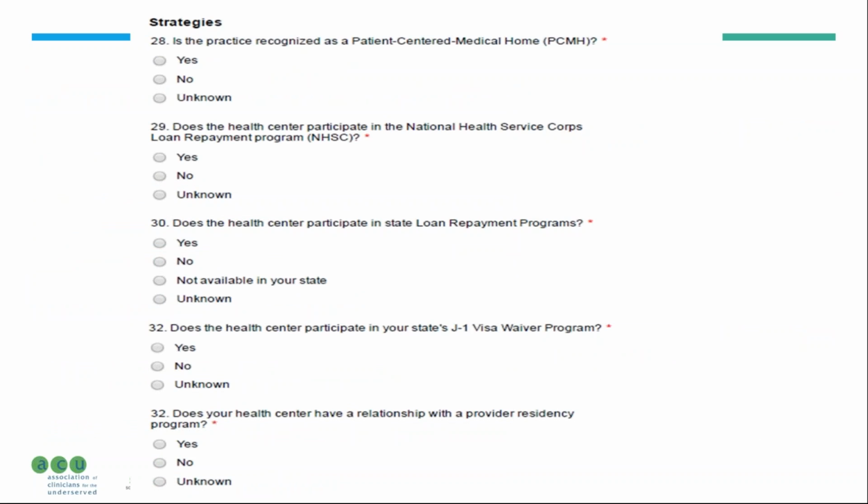We're coming towards the end where we're just looking for what other strategies you may be using, or to kind of give you a tickler for what strategies maybe you should be using if you're not already. The first is patient-centered medical home, whether or not you're recognized, whether you participate in the National Health Service Corps loan repayment program or a state loan repayment program. Not every state has a loan repayment program, so that's an option to say that it's not available in your state. Participation in your state's J1 visa waiver program, or if you have a relationship with a provider residency program.